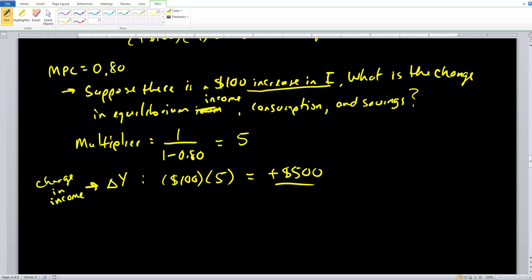But out of this $500, how are you and I, how are individuals within the country, going to divide this $500 up into consumption and savings? That's where MPC and MPS come into play.